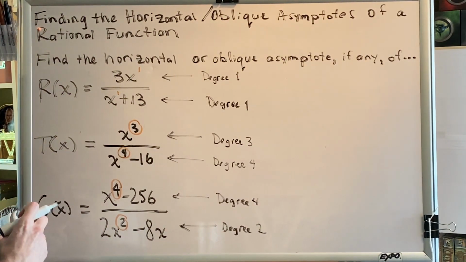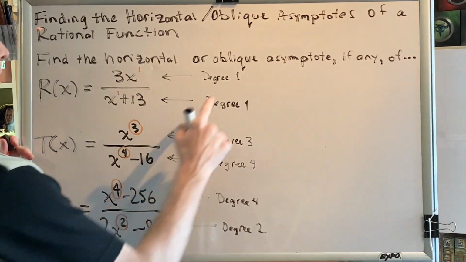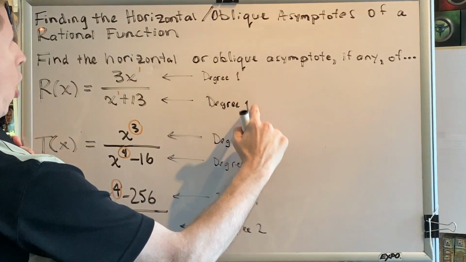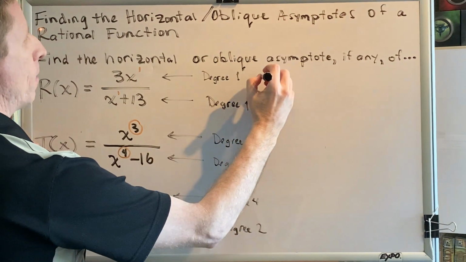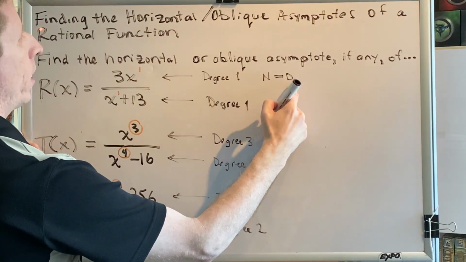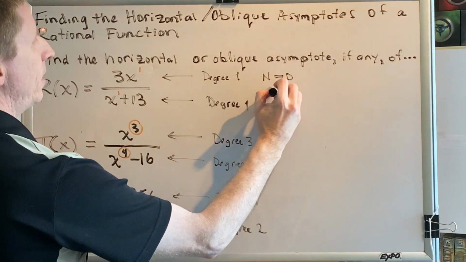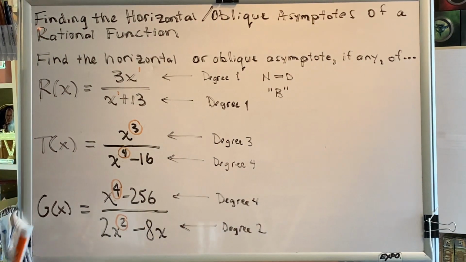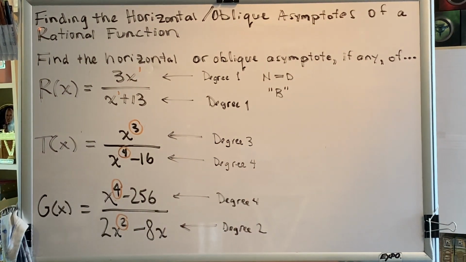Okay, now we're ready for the comparison step. So, first we're going to compare for r of x. We see the degree is the same for the numerator as well as the denominator. So I'm going to write n equals d, numerator equals denominator. This is case B in the 4 cases that we learned about in an earlier video. Let's read it. If the degree of the numerator and denominator polynomials is the same, then the horizontal asymptote is y equals b, where b is the ratio of the highest degree term coefficients.